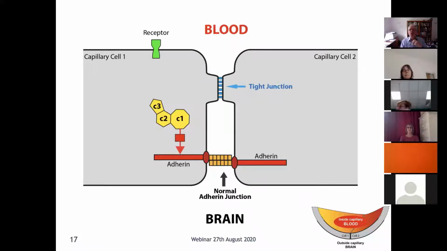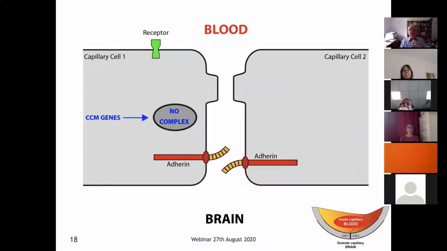Okay, so that's what you have if you're the 99.9%. If you're the 0.1%, then one or more of your genes, by the time it gets up to here, is a CCM gene. You have to have 2 CCM genes in each cell. If you're born with a familial form, one of them is already CCM, and you get another one during your lifetime. I'll explain that later if you want. But the upshot is you have no complex. That's true whether you're a familial person or a sporadic person.